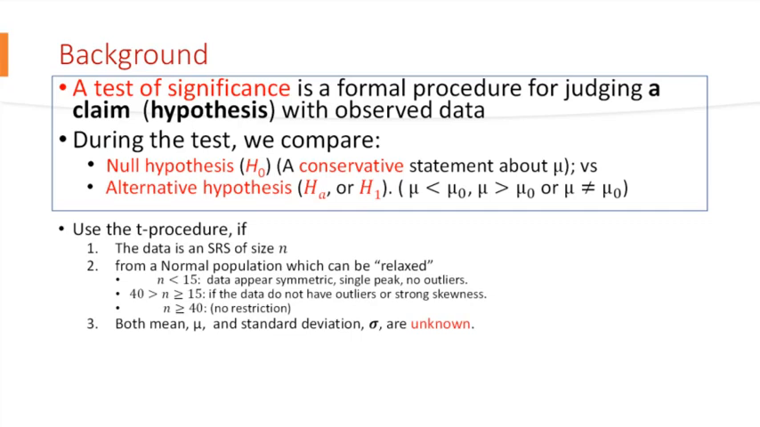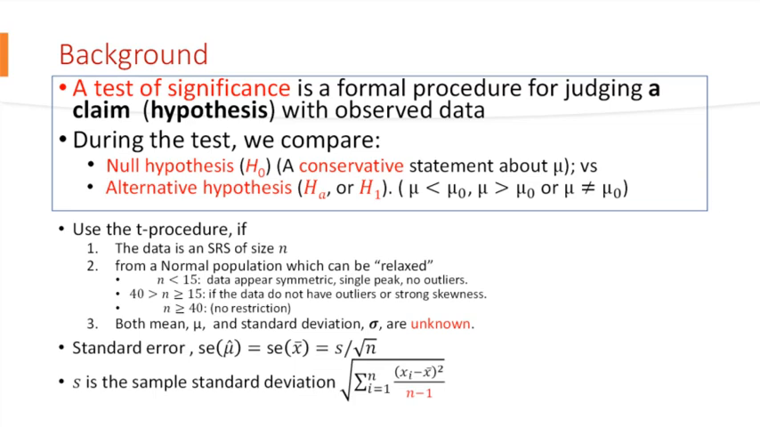If n is less than 15, the data need to appear symmetric, single peak, with no outliers. If n is less than 40 but greater than or equal to 15, the data need to have no outlier nor strong skewness. If n is greater than or equal to 40, then there is no restriction on the data shape. 3. Both mean, mu, and standard deviation, sigma, are unknown.